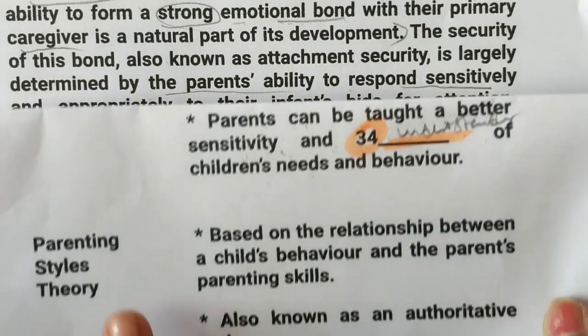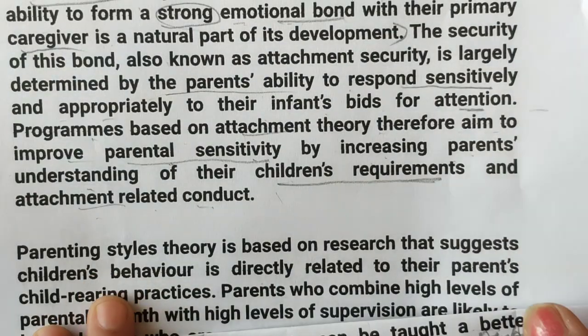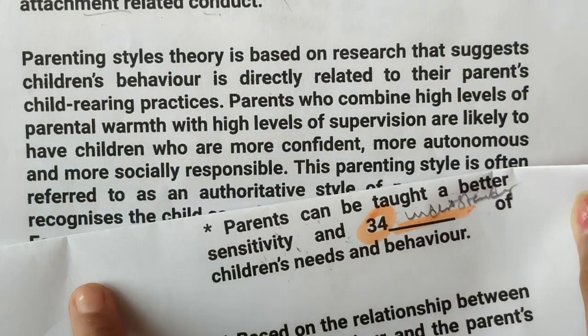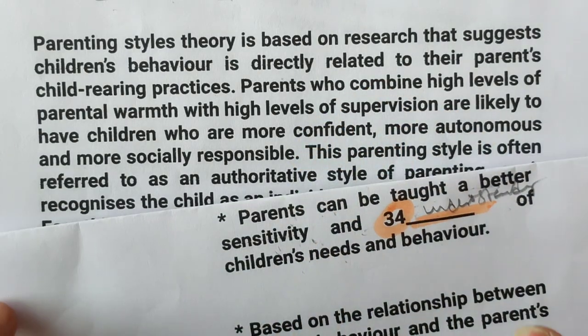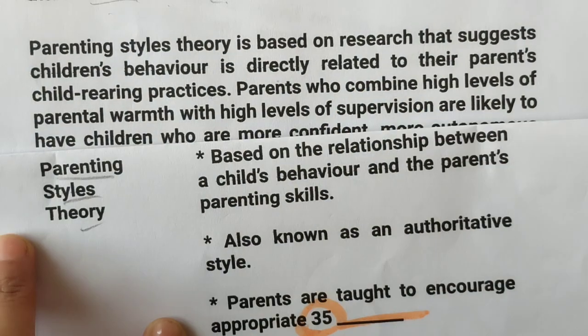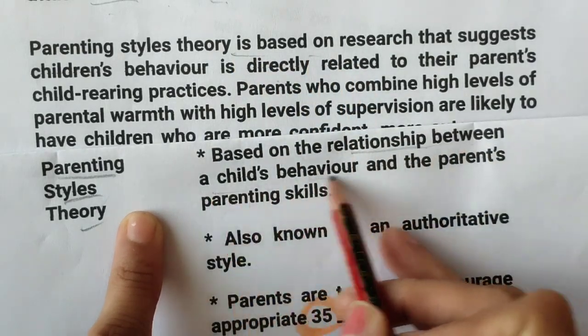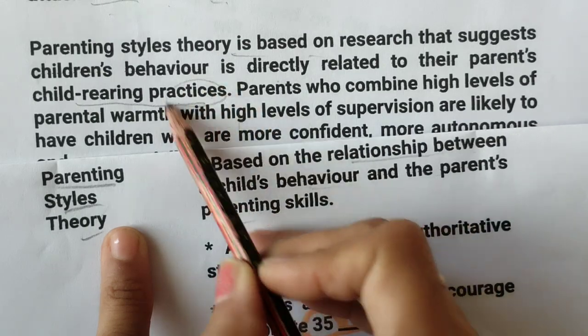Okay, now next, parenting style theory. So in the next paragraph we can see this word. One by one we get the location, then easily we can find. Only you need to understand the paraphrasing skills. So here parenting style theory is based on the relationship between child behavior and parents' skill. So child rearing practices means skills kind of thing.